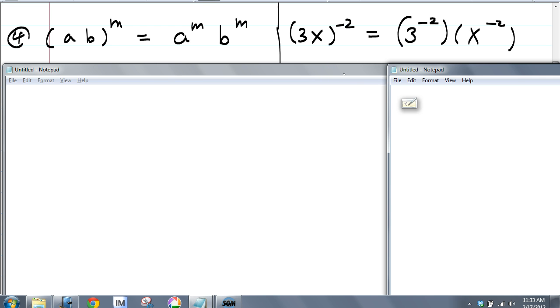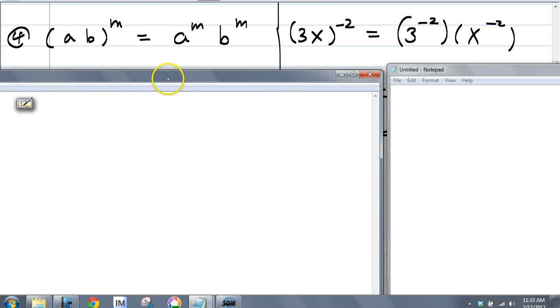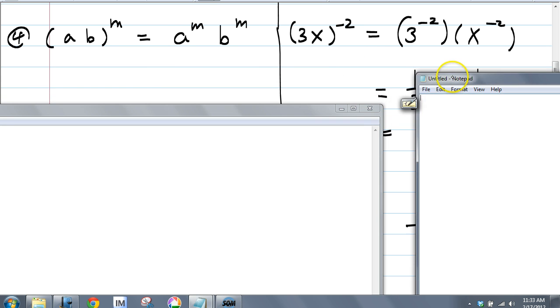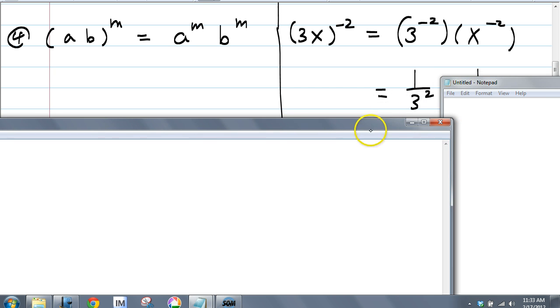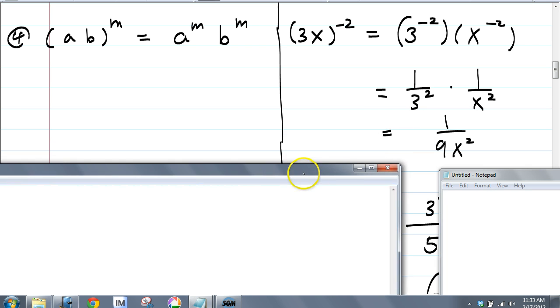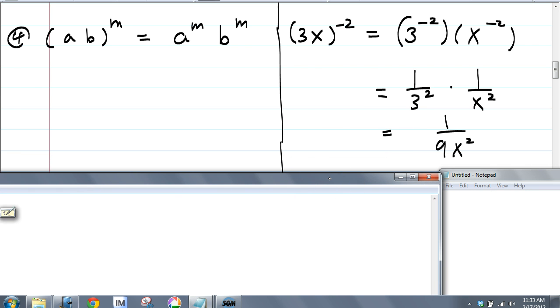Of course, 3 to the negative 2 power means what, class? 1 over 3 squared, which is 1 over 9, you're right. And of course, x to the negative 2 power is 1 over x squared. So it just simply becomes 1 over 9x squared. Okay?